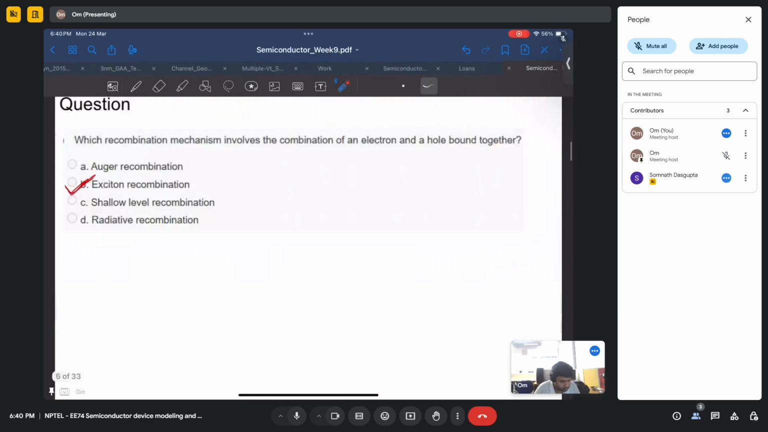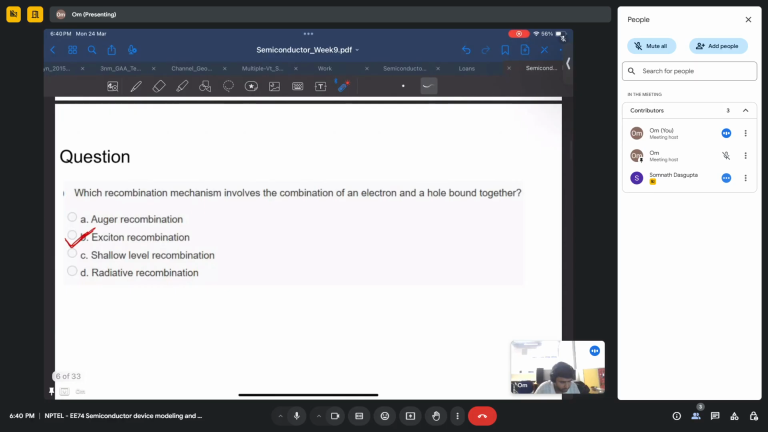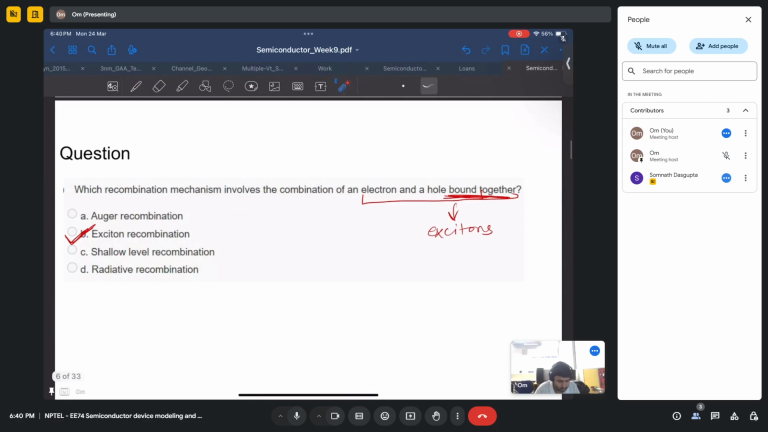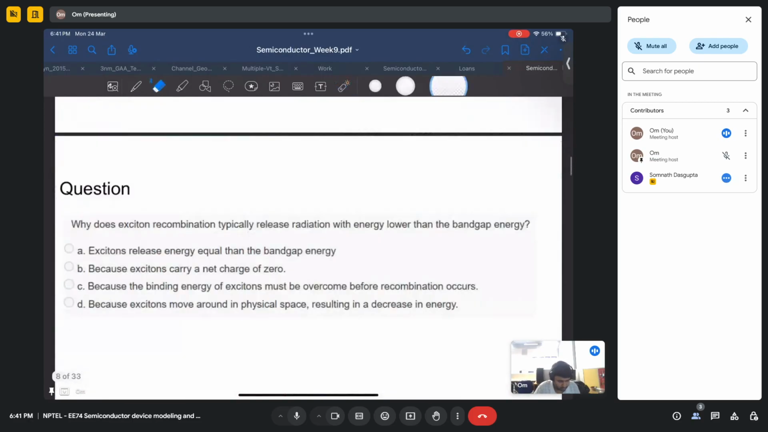Okay, so our question was which recombination mechanism involves a combination of electron and hole bound together? Basically, an electron and hole bound together are excitons. So this keyword, bound together, is important here. And if they are excitons, it will go through exciton recombination. Okay, see the next one.